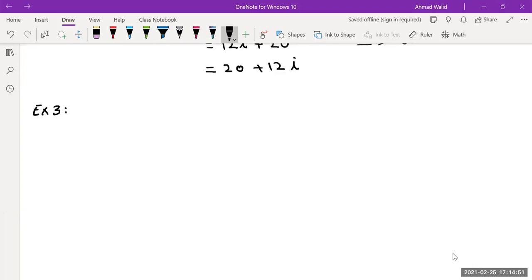Let's multiply this problem this time: (7 minus 3i) times (-2 minus 5i).